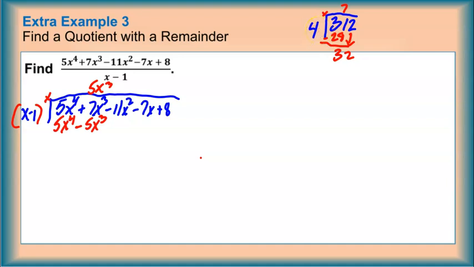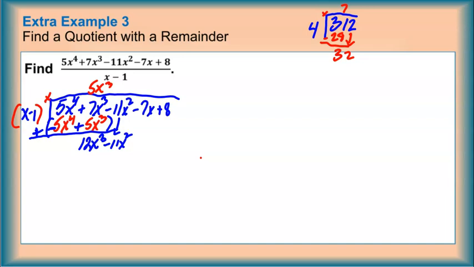So now if we go back to our problem over here, I have to subtract all of this in parentheses. If I'm subtracting that, what I'm really doing is adding the opposite. So the opposite of a positive 5 is a negative 5. And if I'm subtracting a negative 5, I'm really adding 5. So now I can combine like terms. The 5x to the fourth cancel out. And I have 7 plus 5, which is 12, x to the third. And then I bring down my minus 11x squared.